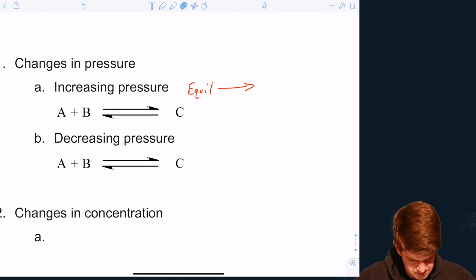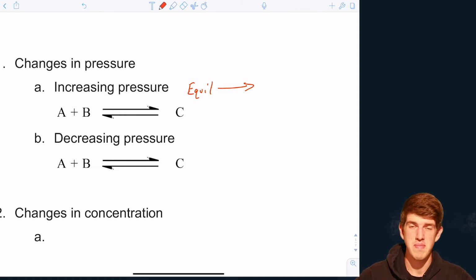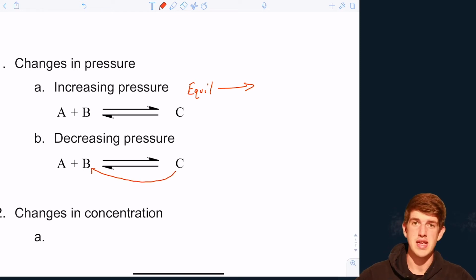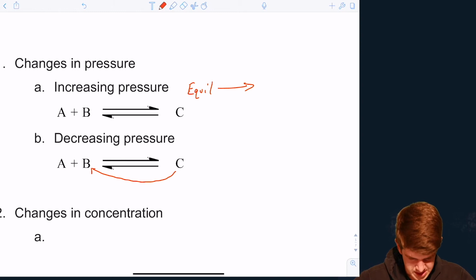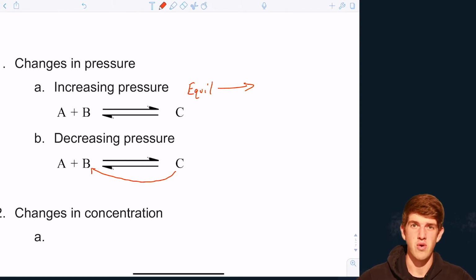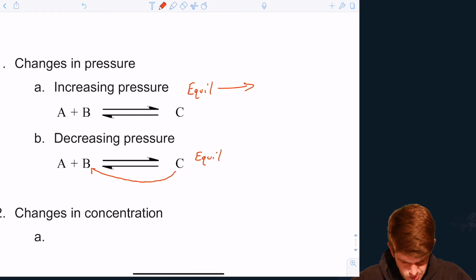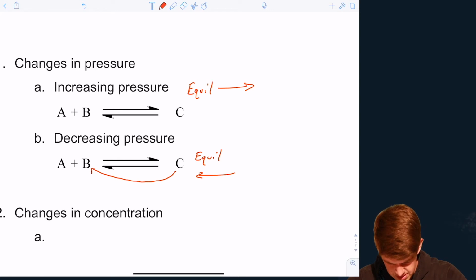Now, on the flip side, what happens if I decrease pressure? Well, if I decrease pressure, I'm going to try to increase the pressure to make up for that decrease. So how is that going to happen? I'm going to take my C's, turn them back into A's and B's, therefore increasing the amount of molecules and therefore increasing the pressure. So here, I will be taking my products, turning them into reactants, so my equilibrium will move to the left.